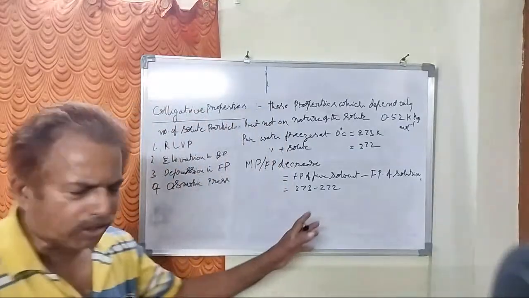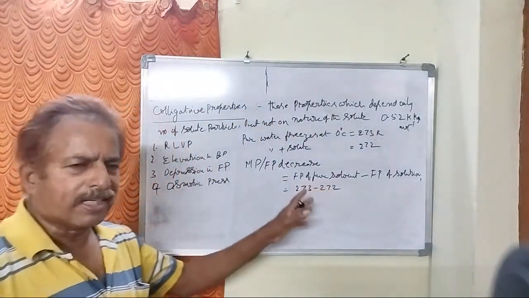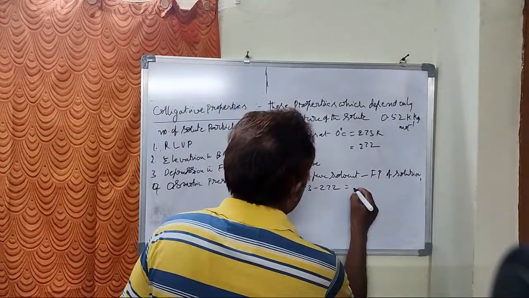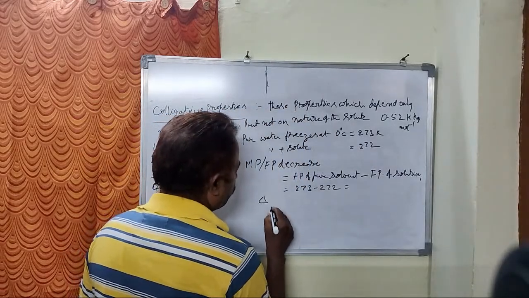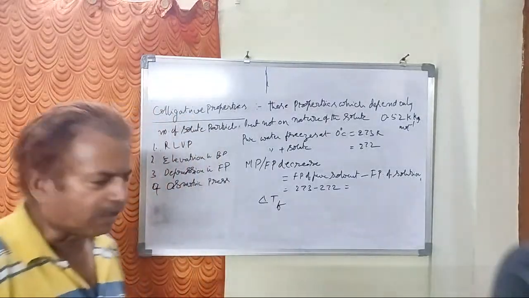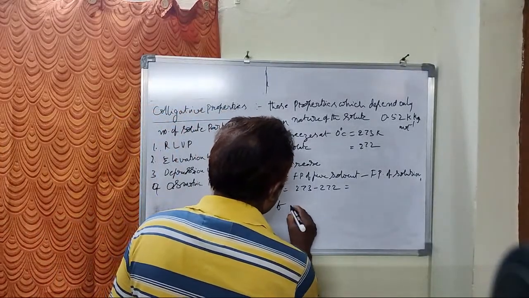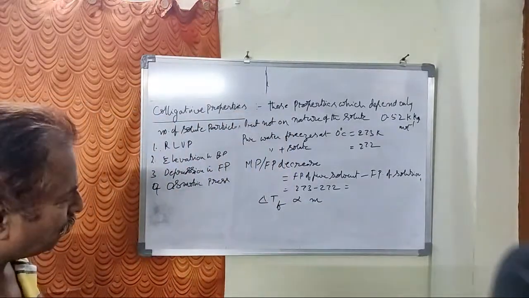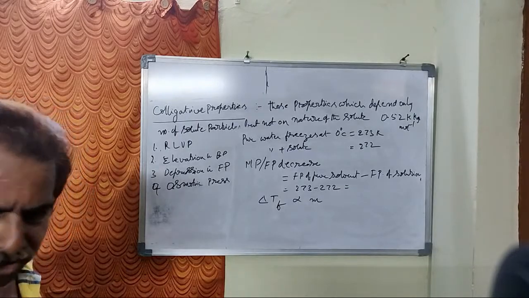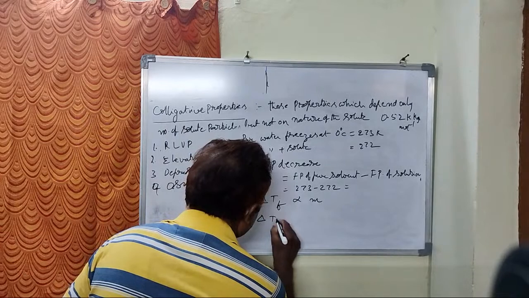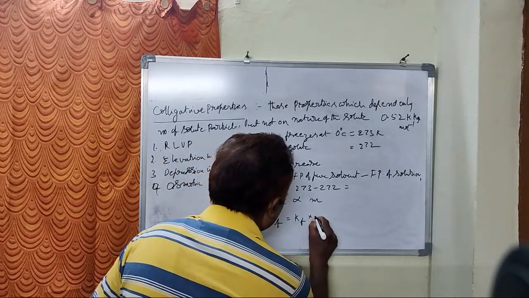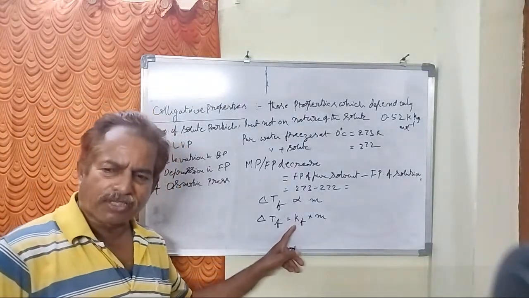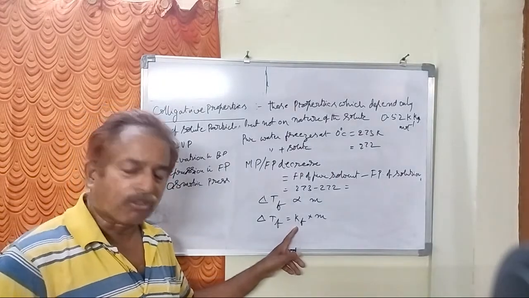This is only an example. Don't consider this. It is not 1 degree centigrade for water. Just I am giving the example. Right. This is nothing but the depression in freezing point. Depression in freezing point is represented by delta TF. So depression in freezing point is proportional to molality again. Elevation in boiling point is proportional to molality. Depression in freezing point is proportional to molality. Delta TF is equal to Kf into m. Kf is the proportionality constant, referred to as the molal depression constant.